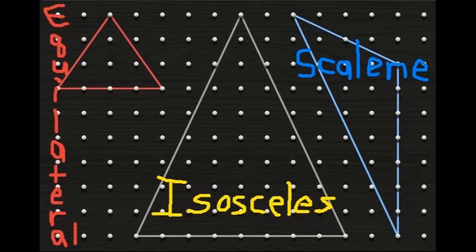The isosceles triangle has two sides exactly the same length. Can you see them? And then one is different. And then the scalene triangle, all three side lengths are different.